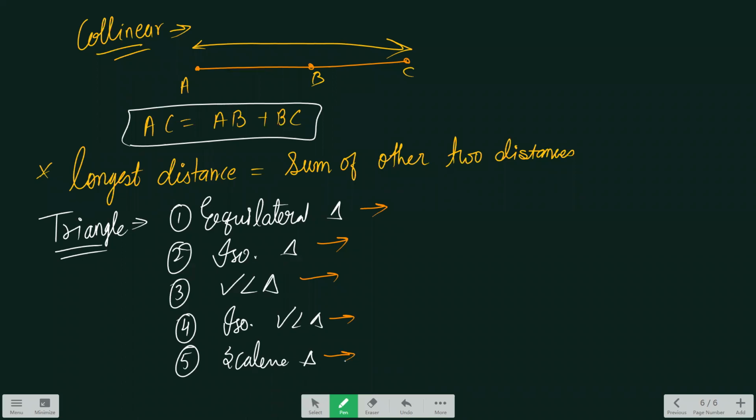So equilateral triangle, all sides are equal. Okay, if there are 3 points given in a question to you and the examiner asks you to check whether these coordinates form an equilateral, isosceles, or right angle triangle, or none of these, so you have to find the distance between all of these points. Okay, you have to apply distance formula 3 times. Like you have to find the distance between AB, then BC, then CA. If all the distances are equal, then this forms an equilateral triangle.